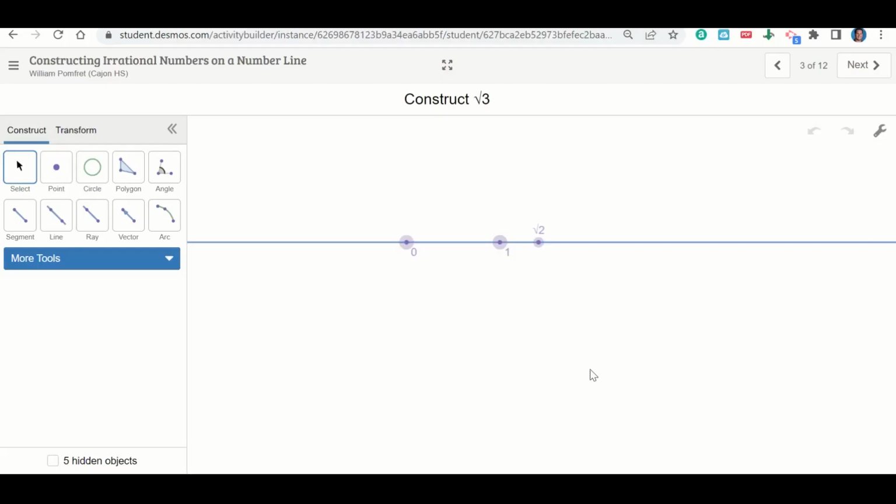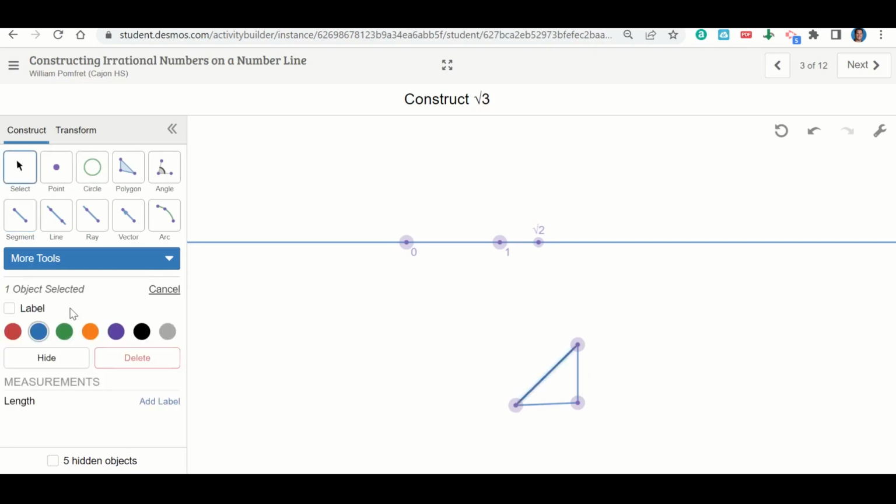Let's talk now about how to construct the square root of 3 on the real number line. So on this one, we're given 0 and 1, and we're also given square root of 2. So what we should notice is, using our right triangle, if we were to create a right triangle, we should notice that using the Pythagorean theorem, if we want this side here to be square root of 3, that's what we're trying to achieve. So we'll go ahead and put that in.